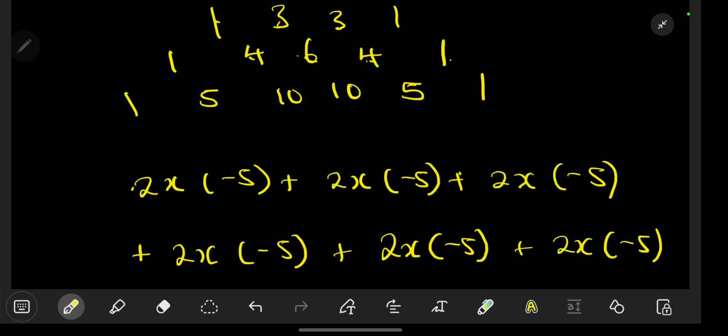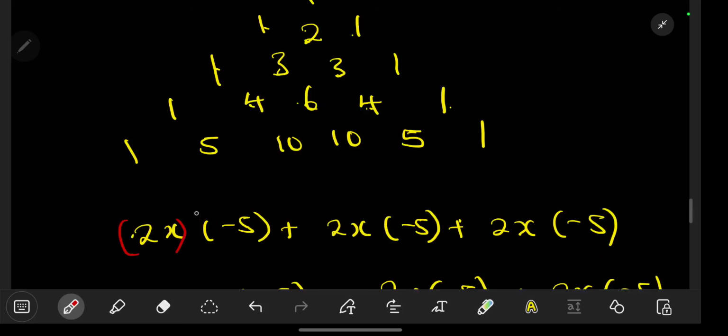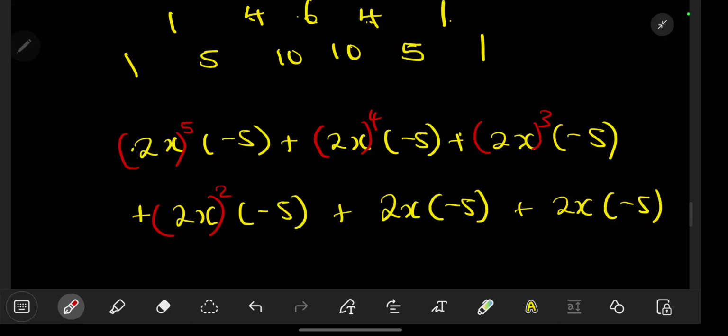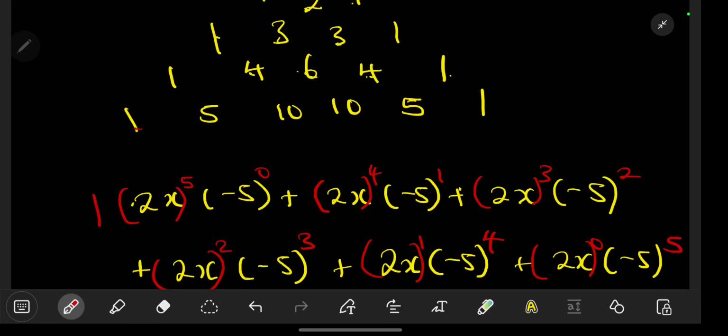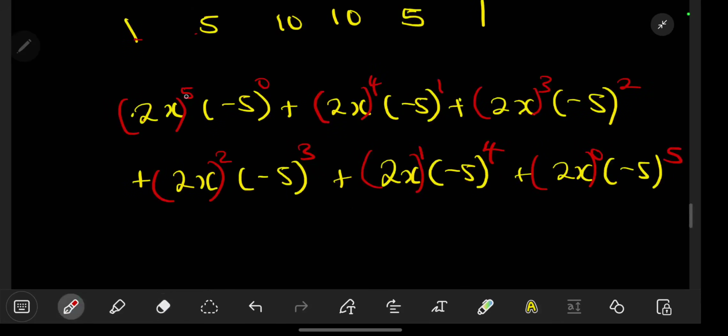So then we are now going to put the powers. Since it is 5, it will be 5, 4, 3, 2, 1, 0 for the 2x. Then for the negative 5 you have 0, 1, 2, 3, 4, 5 like that. Before we put our coefficients, there's space, so you can put these coefficients: 1 here, 5 here. Okay, we can put the coefficients later. Then just multiply: 2 to the power 5 is 32, and x to the power 5 is x to the power 5.